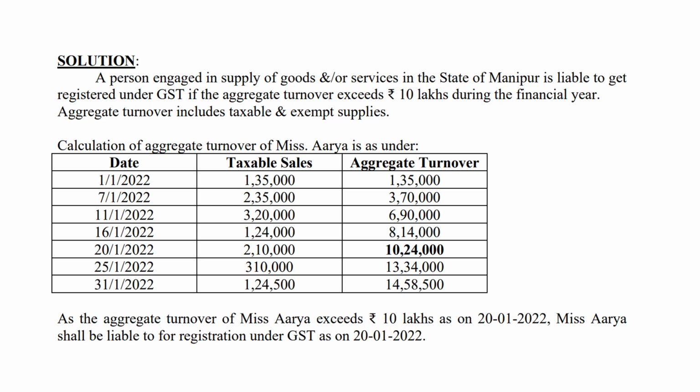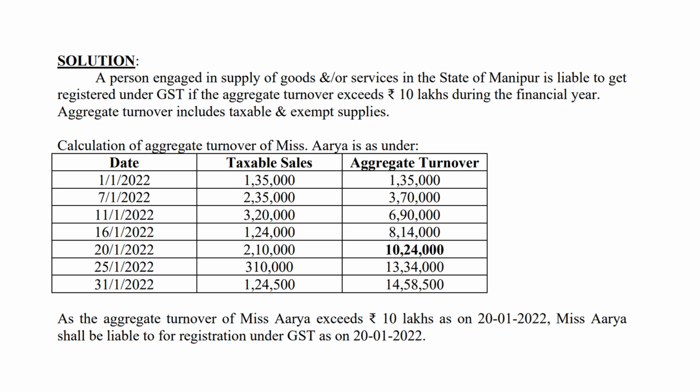So in this way you have to keep on adding the previous turnover. So once you reach 31/1/2020, the taxable supply is 1,24,500, and for the date previous to that, you have to add this 30 lakhs 34,000 plus 1,24,500.